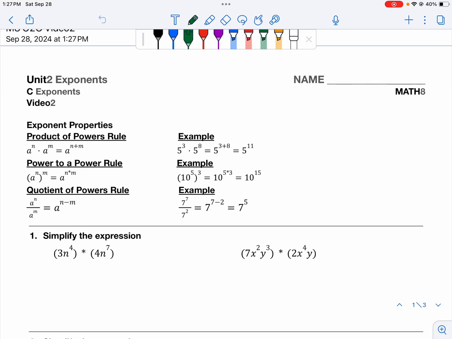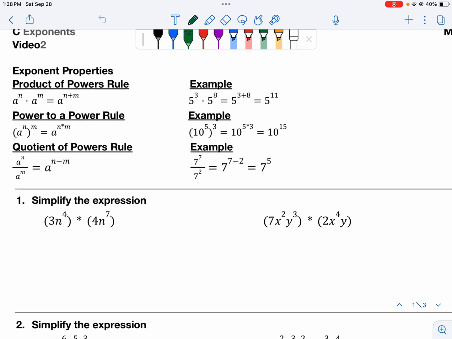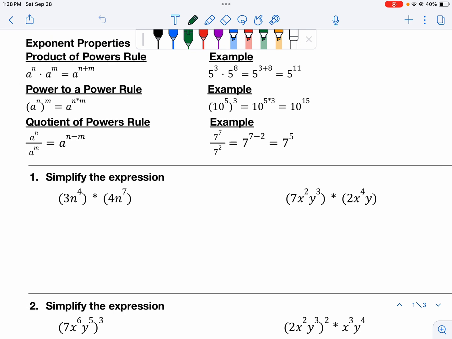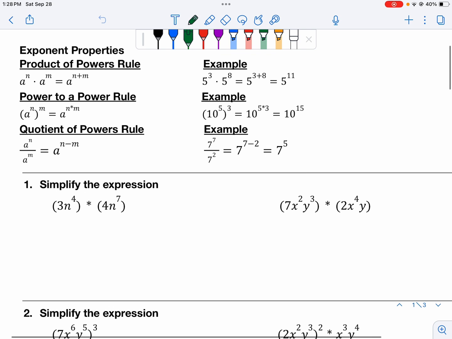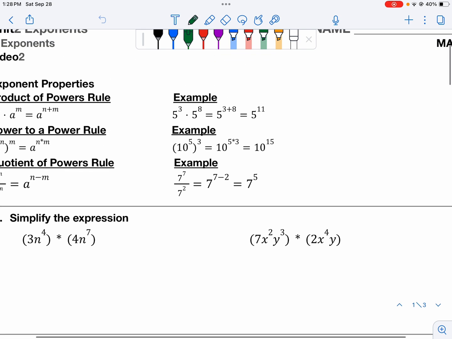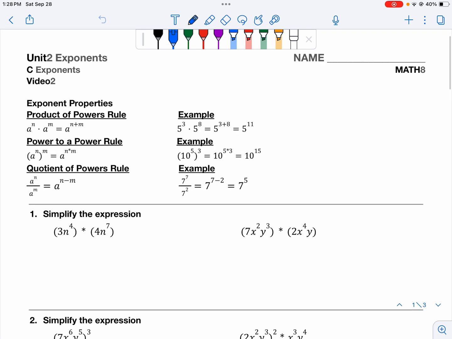All right, welcome to the second video on the rules of exponents. Here with this video, we are going to increase the rigor and the difficulty of the problems. So please make sure you're following along and taking notes. As you're going to notice on this very first problem, we have exponents on variables with coefficients. And this is what's going to add a little bit to what we're doing. So please pay attention, follow along.